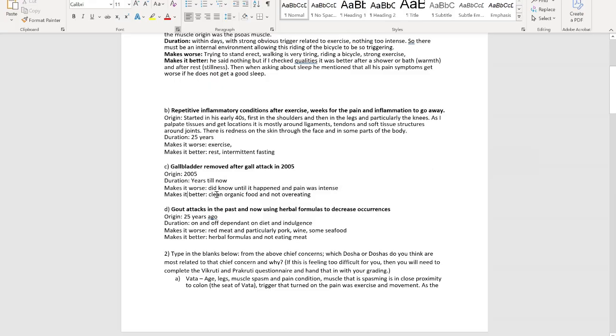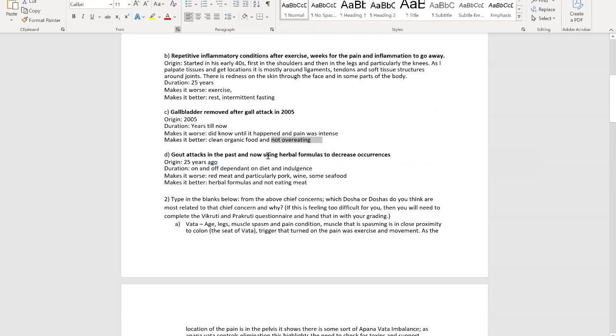What makes it better? Clean, organic food and not overeating. From around this time, he started to really clean up his diet quite well and ate a lot more clean, organic food. Yet he still overate occasionally and had quite an abundant life.